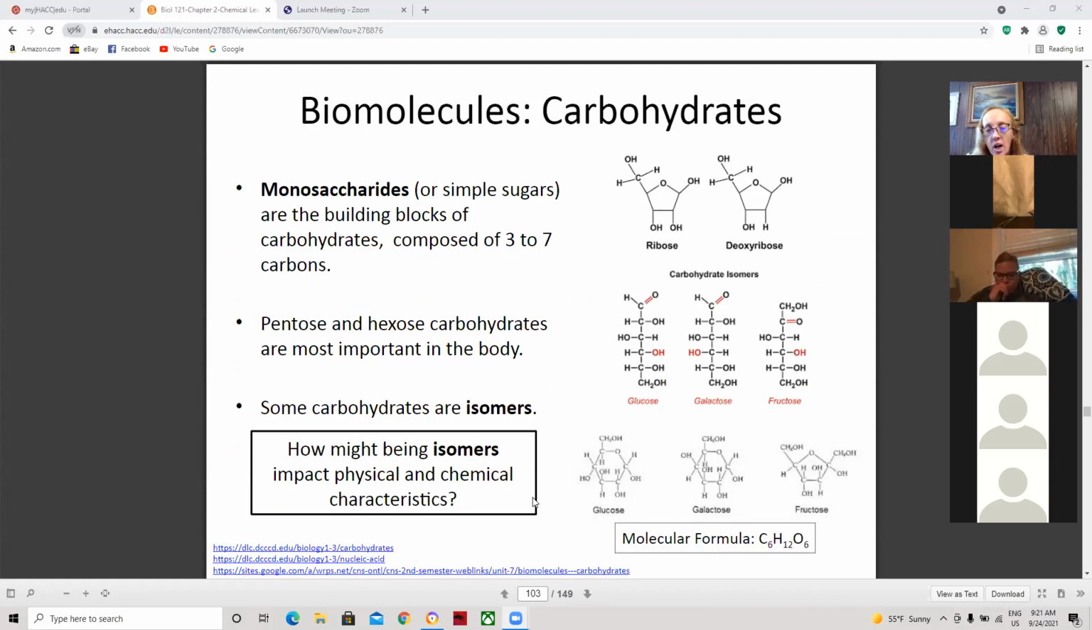Remember how we talked a lot initially in this chapter, or actually it was also in chapter 1, about how structure is very important to function, and function is very important to structure. You change the structure of something, you change its function. It's the same thing with isomers. You change their structure, you change their function. They may have the same molecular formula, but the atoms are arranged into a different structure.